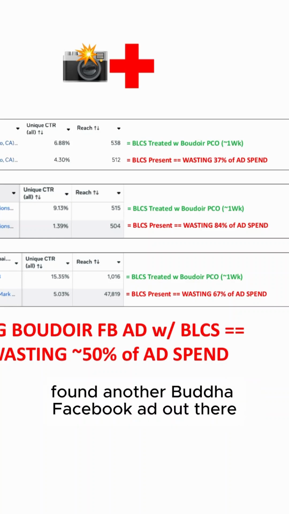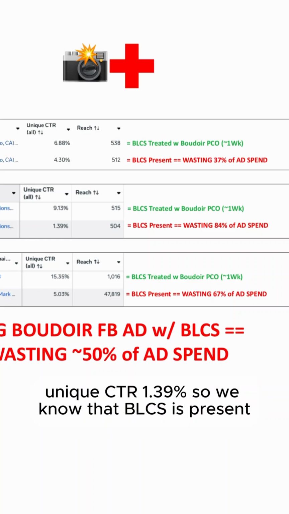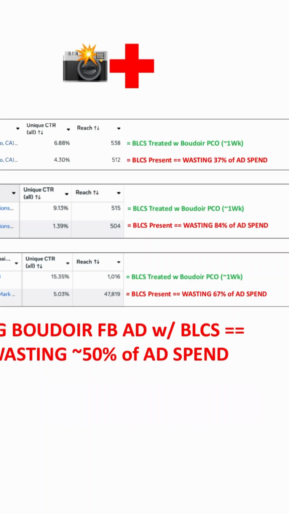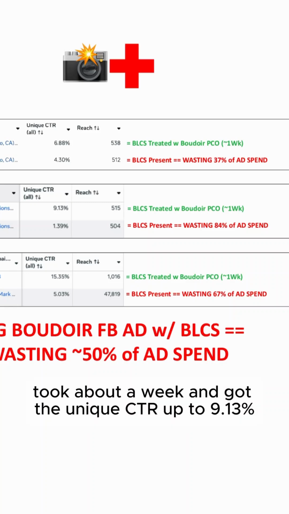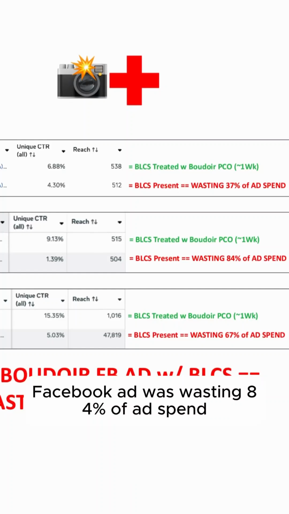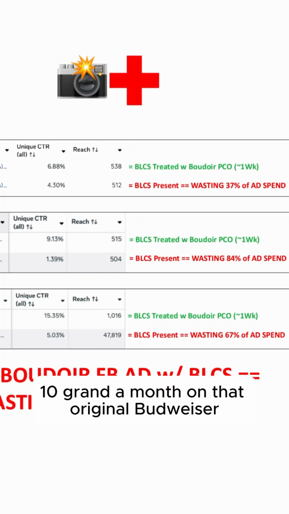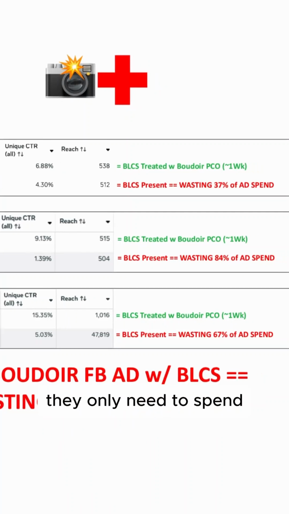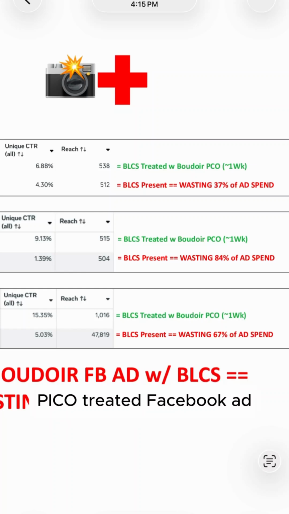Second part of my residency, found another boudoir Facebook ad out there. Unique CTR 1.39%. Unique CTR under 6%, we know that BLCS is present. Now we duplicated it, treated with Boudoir Pico, took about a week, and got the unique CTR up to 9.13%. So we found out the original boudoir Facebook ad was wasting 84% of ad spend. So if they're spending 10 grand a month on that original ad, now they only need to spend $1,600 a month on the Boudoir Pico treated Facebook ad, and they get their ad into the same number of women's brains in both scenarios.